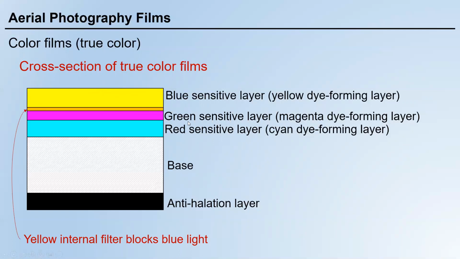Okay, so then these two layers are going to record the reflectance information within the green range and the red range. And then we have the base layer and anti-halation layer. So this is the structure of true color films.